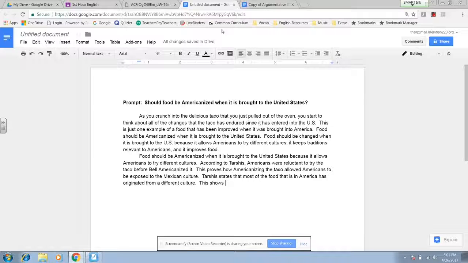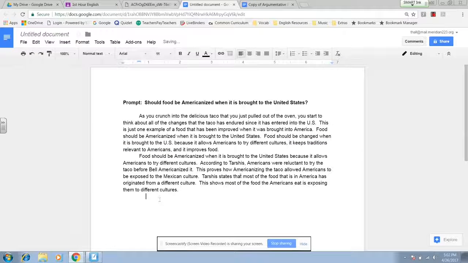This shows that most of the food that Americans eat is exposing them to different cultures. Now, my next job is to come up with a topic sentence for body paragraph 2. And of course, this topic sentence comes from our second point in our preview. So it's going to be this right here. So again, I'm going to restate the beginning of my preview.